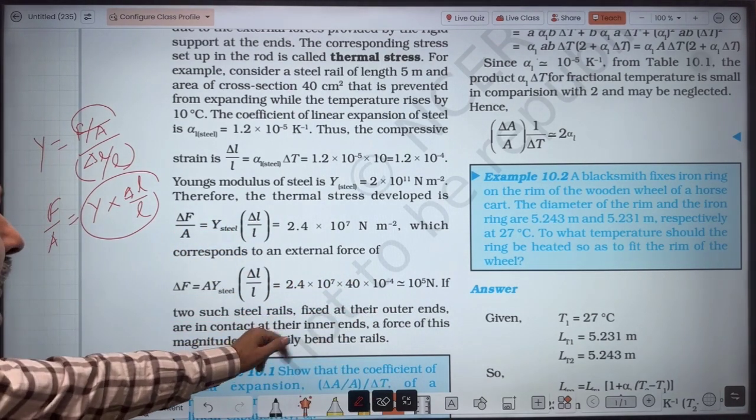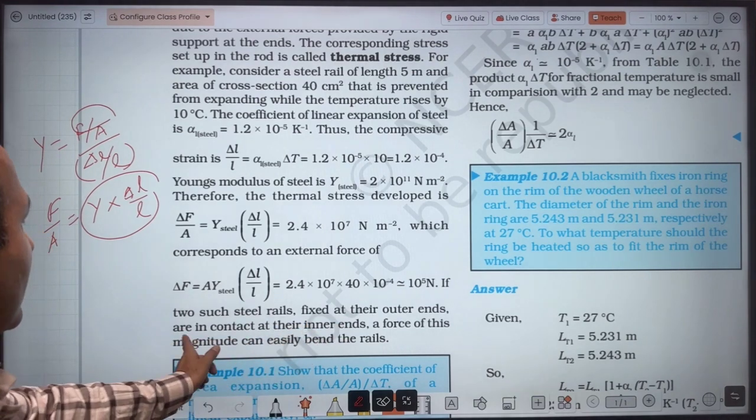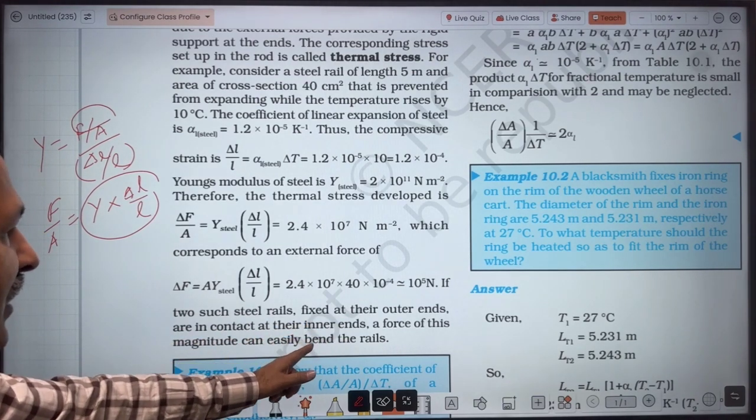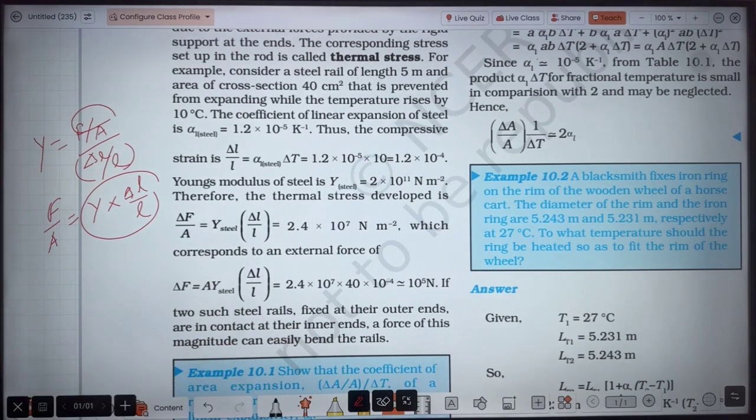If two such steel rails fixed at their outer ends are in contact at inner ends, a force of this magnitude can easily bend the rails, obviously.